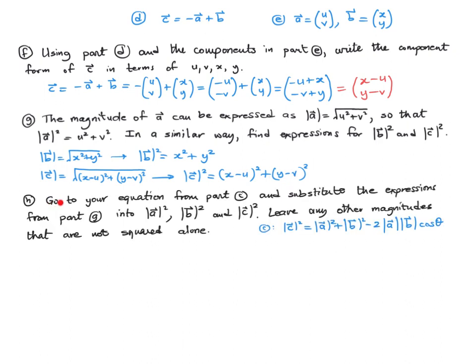So next, we're supposed to go to our equation from part C and substitute the expressions from part G into the magnitude of a squared, magnitude of b squared, and magnitude of c squared. Leave any other magnitudes that are not squared alone. And this was the equation that we had from part C. So again, I'm going to have you pause the video, do what you think the instructions are here, and then check your answer when you're done.